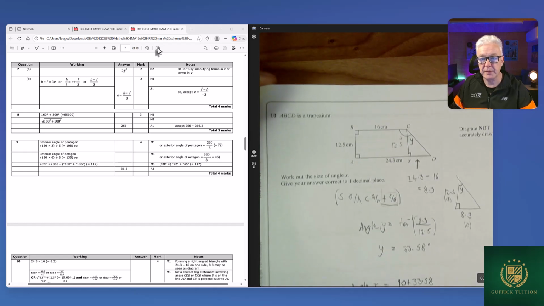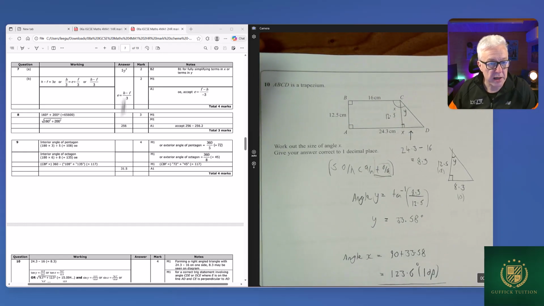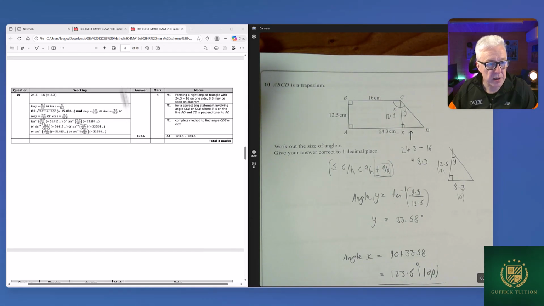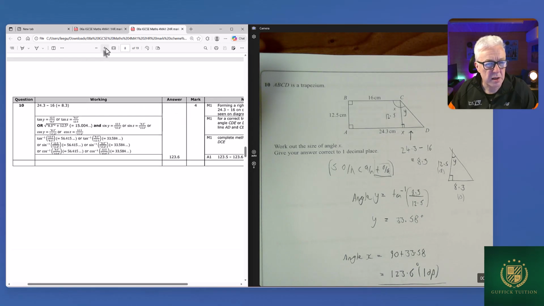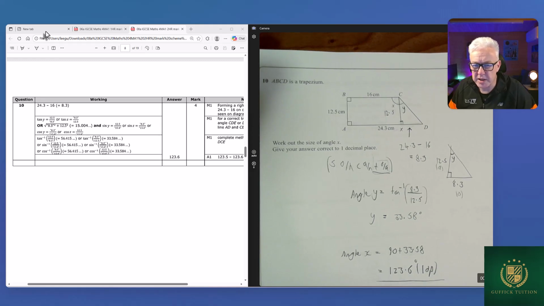Question 10. Okay, what have we got going here? Just move so you can see the answers as well. There you go. Try and make that a bit bigger. It's a little bit hard to see. There we go. Okay, let's have a look at question 10. ABCD is a trapezium. Work out the size of angle X.